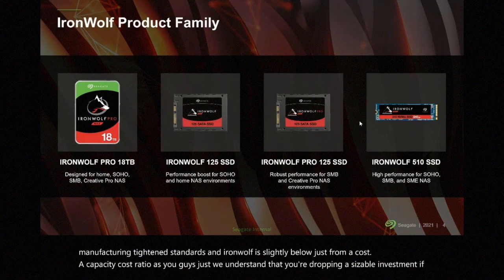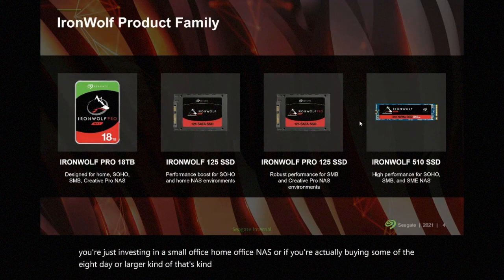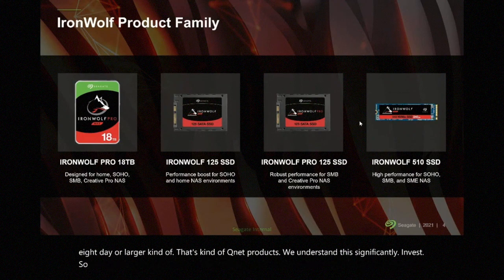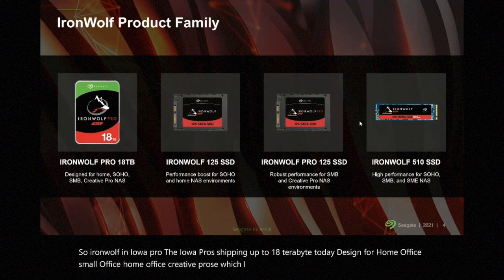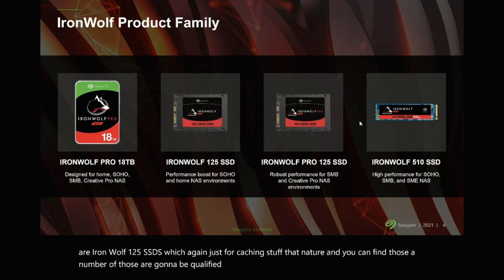if you're investing in a small office, home office NAS, or if you're buying some of the 8 bay or larger QNAP products, we understand the significance of the investment. So Iron Wolf and Iron Wolf Pro: the Iron Wolf Pro is shipping up to 18 terabyte today, designed for small office, home office, creative pros, which I know a number of you probably are. We do feature our Iron Wolf 125 SSDs, which again are for caching, stuff of that nature. A number of those are going to be qualified with the QNAP series of NAS products.